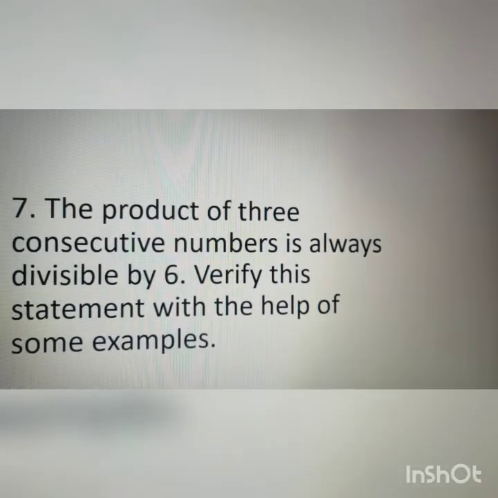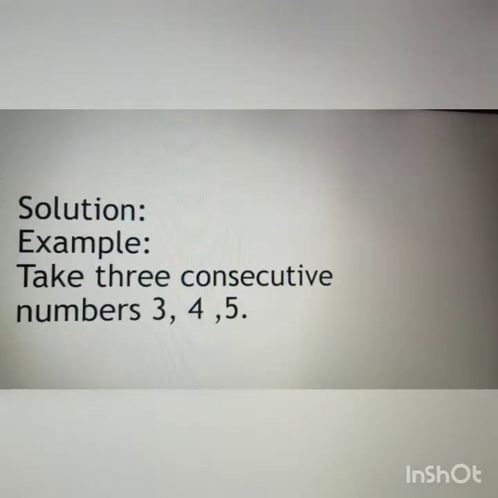Question number 7. The product of three consecutive numbers is always divisible by 6. Verify this statement with the help of some examples. Solution. Take three consecutive numbers. Consecutive numbers here means three continuous numbers.